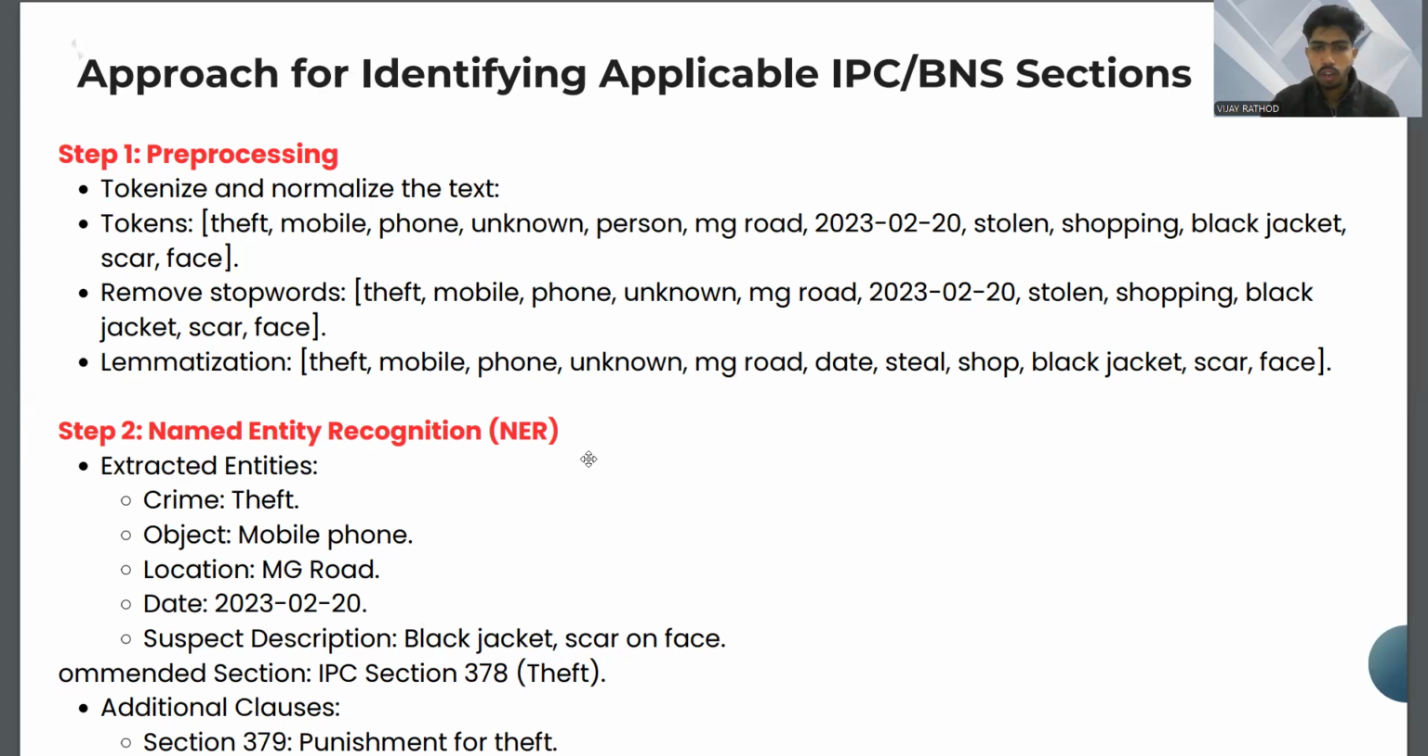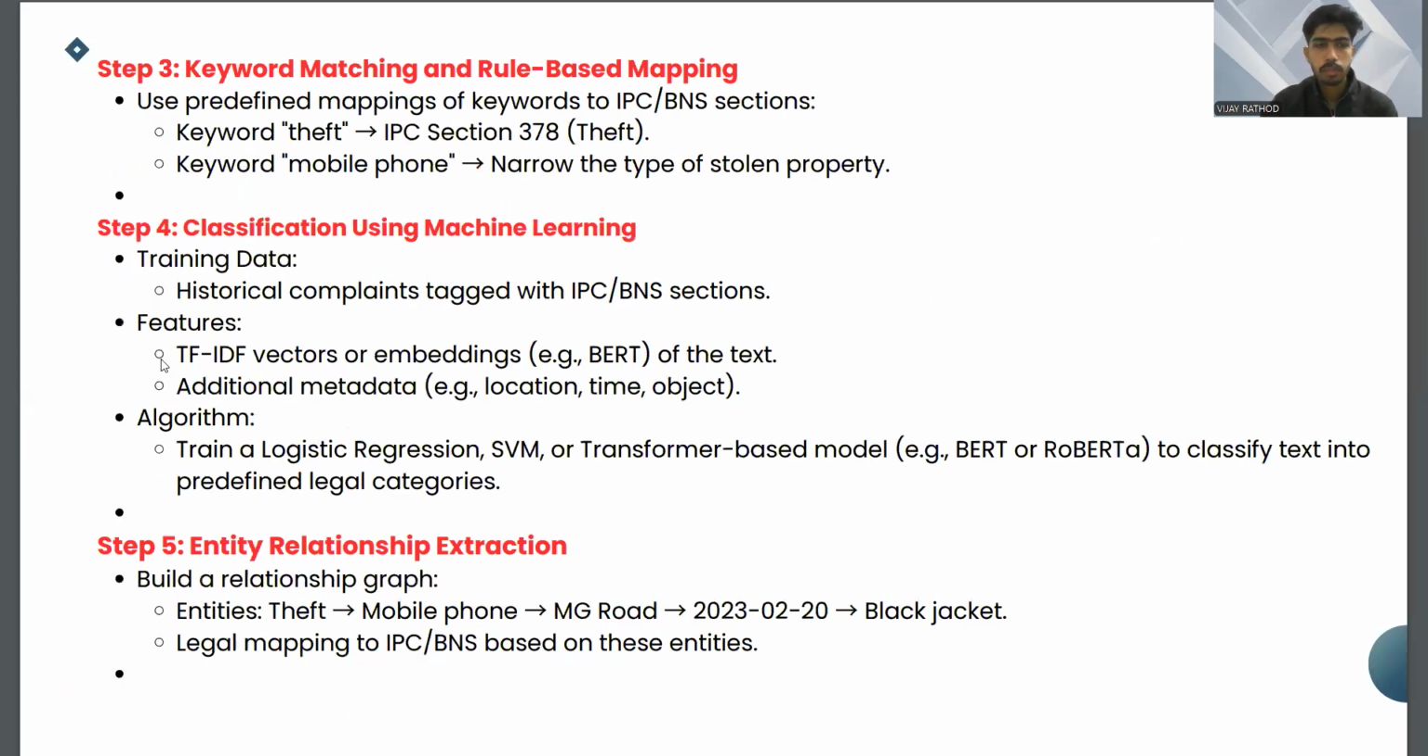The applicable section is IPC section 378, that is theft, and additional clauses, that is section 379, punishment for theft. Now moving to step number 3, keyword matching and rule-based mapping. Use predefined mappings of keywords to IPC and BNS sections. Keywords like theft map to the IPC section for theft, and the keyword mobile phone gives the narrow type of stolen property.